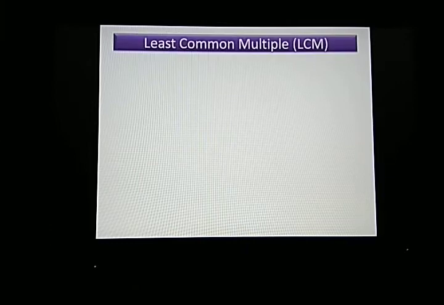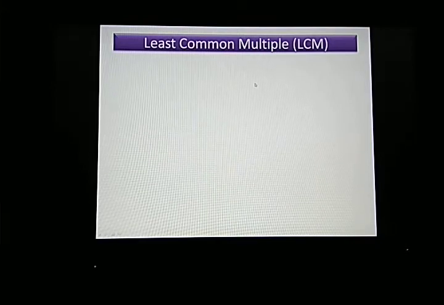Hello everyone. Today we'll be discussing the last topic of this chapter, and today's topic is called least common multiple, or which we commonly know as LCM. So what is this least common multiple? Now all these three words give us some idea about what is actually LCM. It is the least, also it is the common, and it is the multiple.